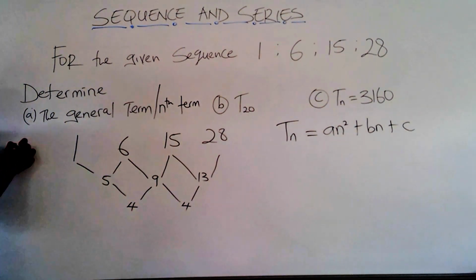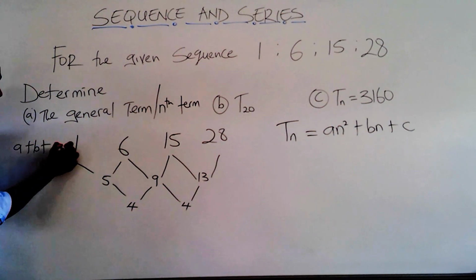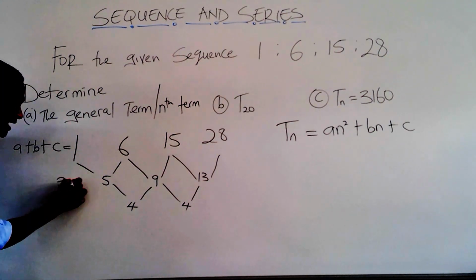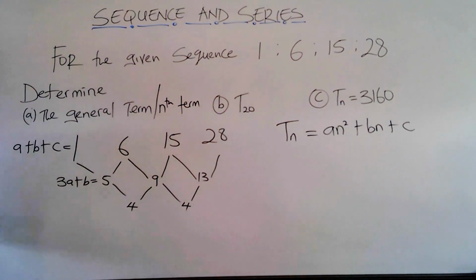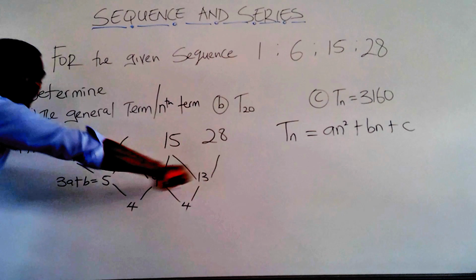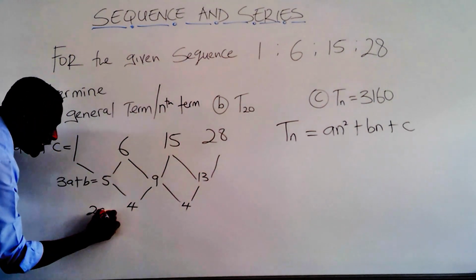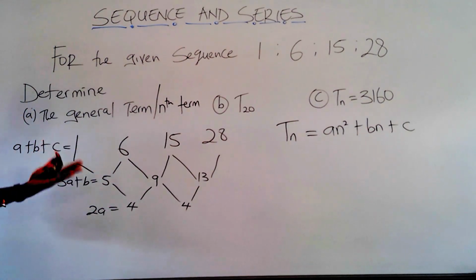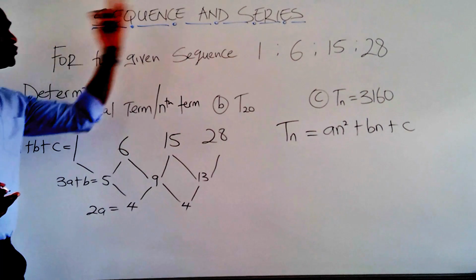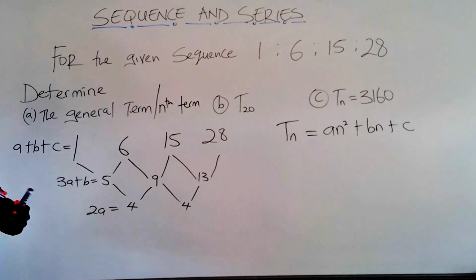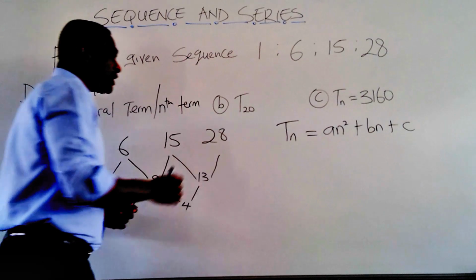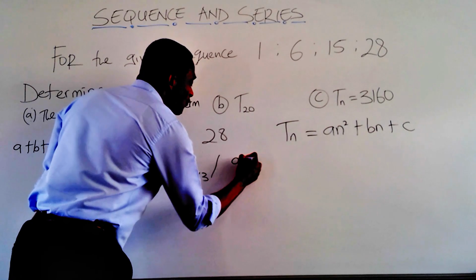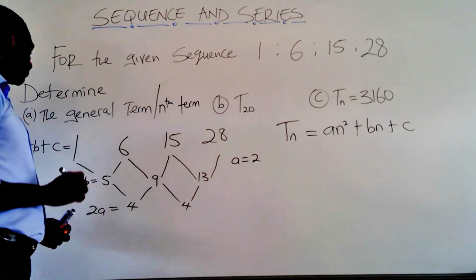So here we have that a + b + c will always be equal to our first term. Then we have 3a + b will always be equal to the first term of the first difference. And then 2a will always be equal to the second difference. So with this, we can get our a, b, and c, sub it in, and then we can have our general term. Now, if 2a is equal to 4, that means a will be equal to 4 divided by 2, which is 2.